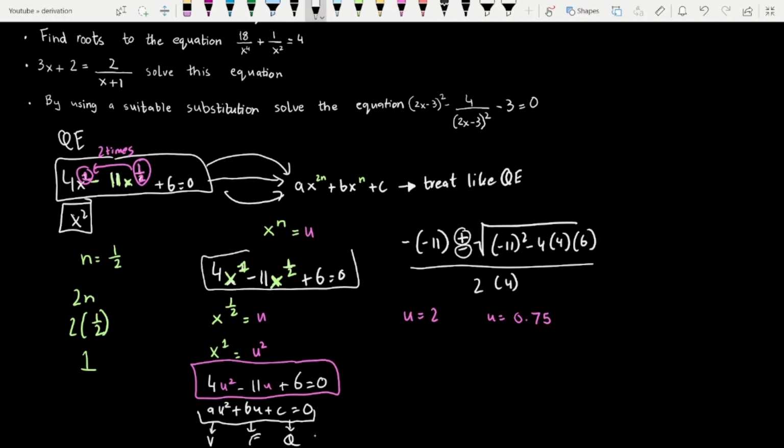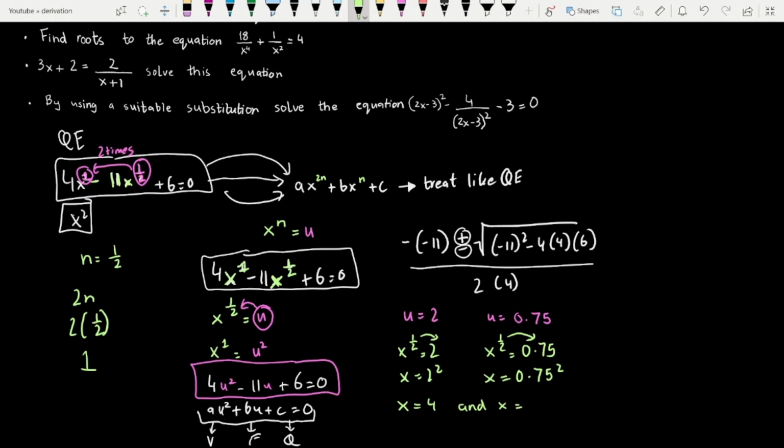But we don't want to solve for u. Remember, our original equation had x in it. So what do we do now? Well, you know what u is equal to. If you look at this, you said that u is equal to x raised to the power 1 by 2. So just replace that over here. So x raised to the power 1 by 2 is equal to u, and x raised to the power 1 by 2 is equal to 0.75. Send this 1 by 2 over there. It's going to become a square, and then just square this. So you're going to get x is equal to 4, and x is equal to, if you square your 0.75, you're basically going to get 0.5625. Right? These are your 2 roots.